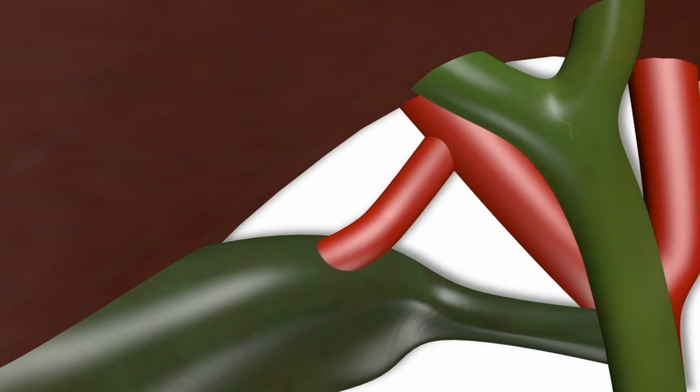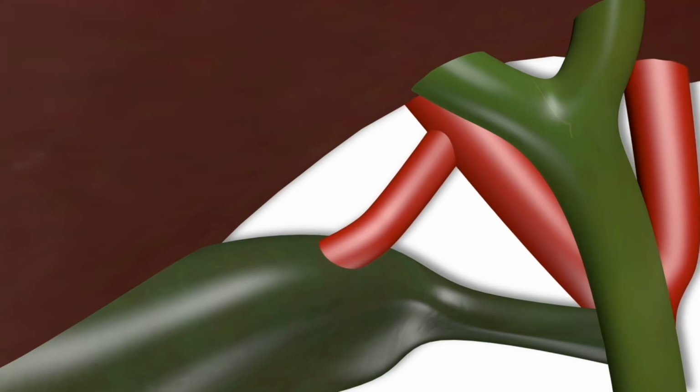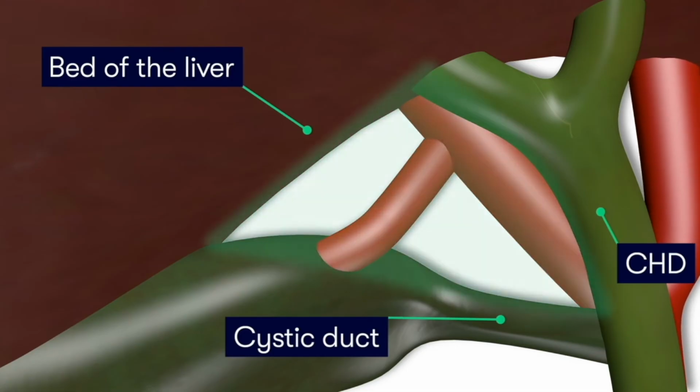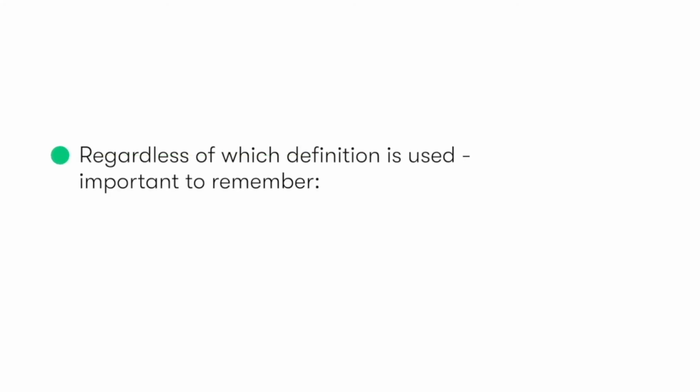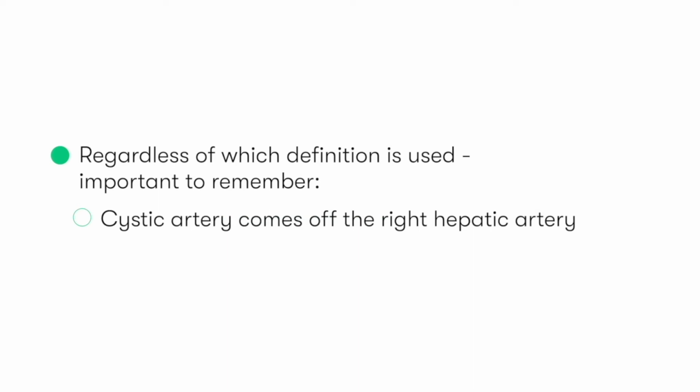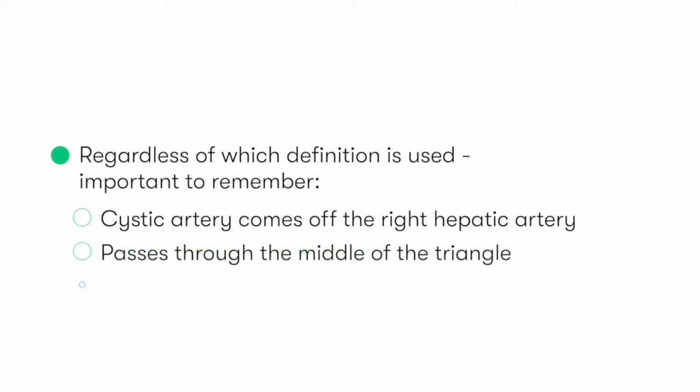Interestingly, with the passage of time, our perception of Calot's original triangle has become slightly modified, and we now commonly assume the inferior border of the liver as being the superior component of the triangle, with the cystic artery running within this triangle. Now, whilst this isn't anatomically correct, and in keeping with what Calot originally described, the important thing to remember is that after coming off the right hepatic artery, the cystic artery traverses this space on its way to the gallbladder. And in the process, depending on whether you stick to the original definition or not, creates the superior border of Calot's triangle, or passes through the middle of the triangle.